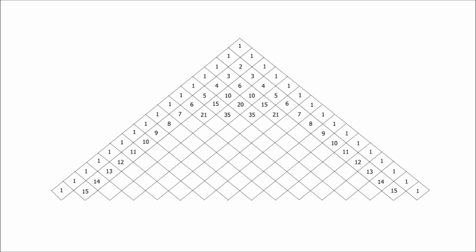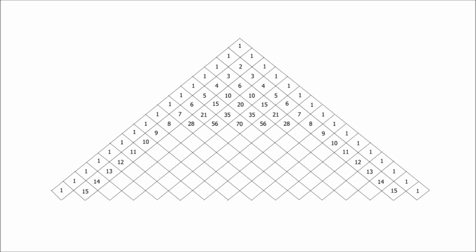Then we'll be adding 7 and 21 to give us 28. 21 and 35 will add up to 56. And double 35 in the middle to give us 70. And then, of course, repeating on the right-hand side as well.